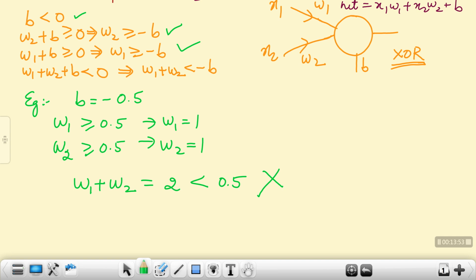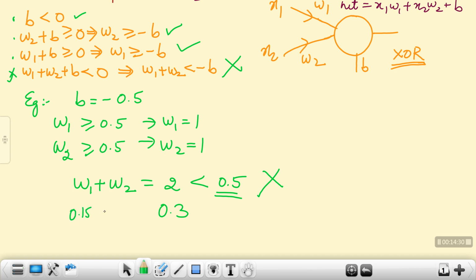No, this condition is not getting satisfied. So it will never be possible to get all these conditions satisfied. If at all the first condition gets satisfied, the second and third may get satisfied, but the last one may not. The last one may get satisfied if you select W1 plus W2 less than minus of bias, meaning less than minus bias, which is 0.5. So I take the sum of W1 and W2 as, say, 0.3.